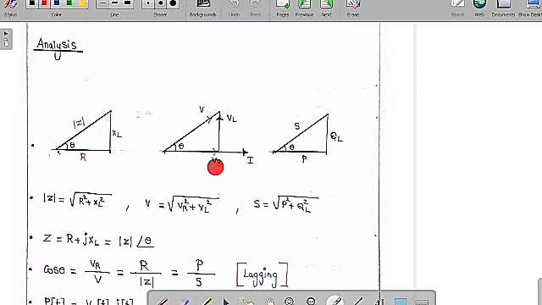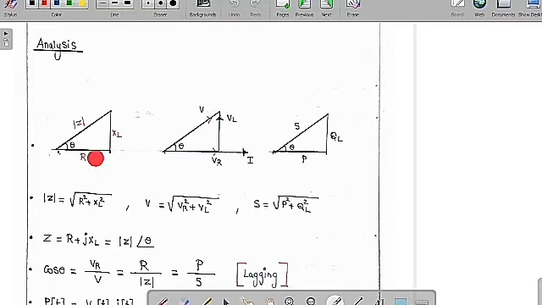Now I am going to multiply each term by I. VR into I is nothing but P, the active power consumed by the resistor, VL into I is the reactive power QL consumed by the inductor, and V into I is the complex power S sent by the source. So all these three triangles are similar triangles, and therefore the angle theta is the same for each triangle.